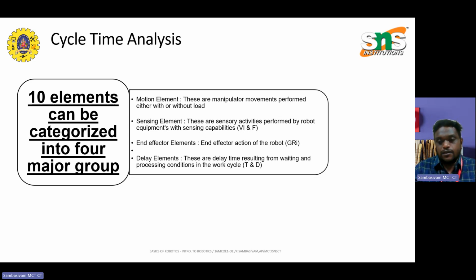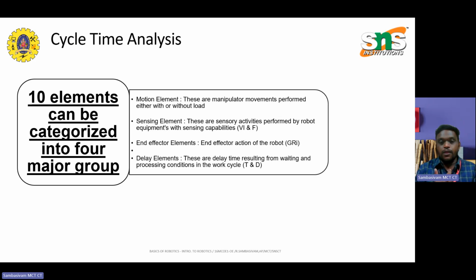As I said, motion, everybody knows, right? The motion element is based upon the manipulator. These are the manipulator movements performed either with or without load, such as picking a particle from one place and dropping it in another place. Once it drops, it has to return to its original position. So how much time is calculated for the to-and-fro continuous motions is taken into consideration in the motion element.